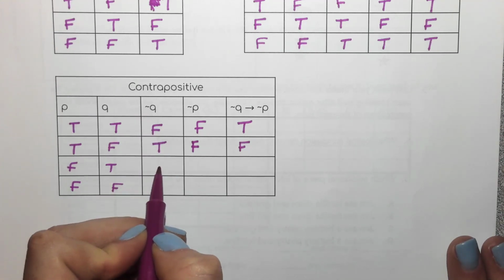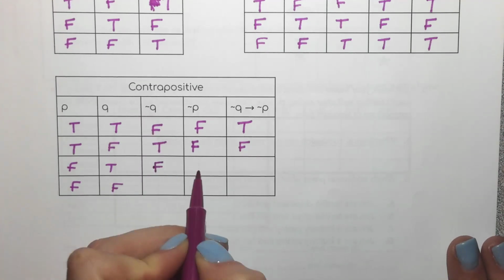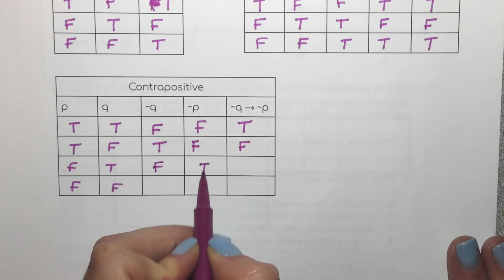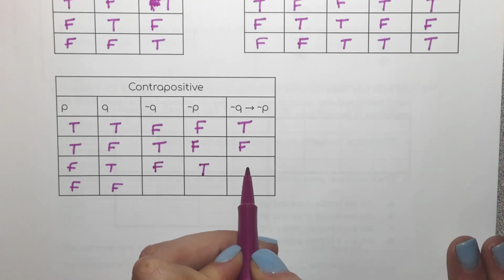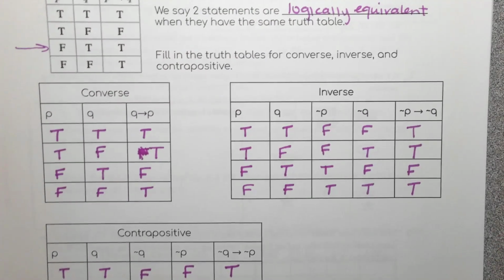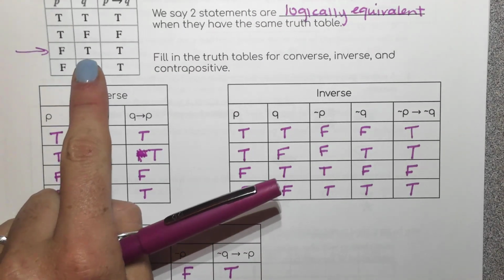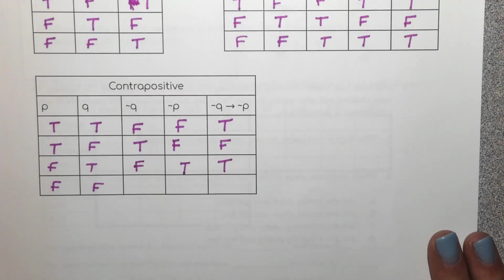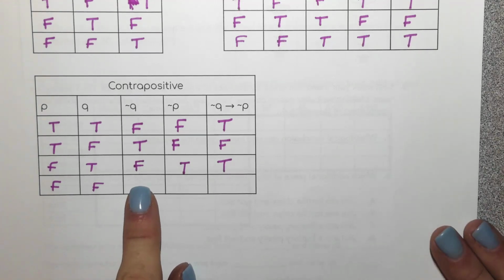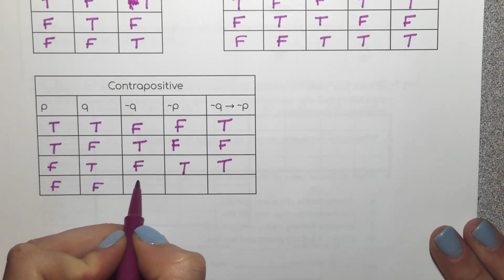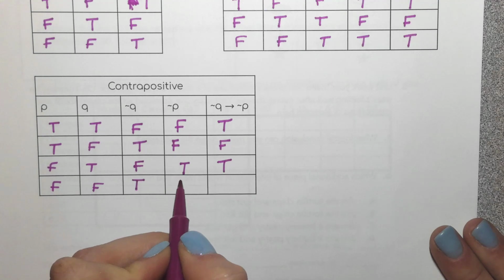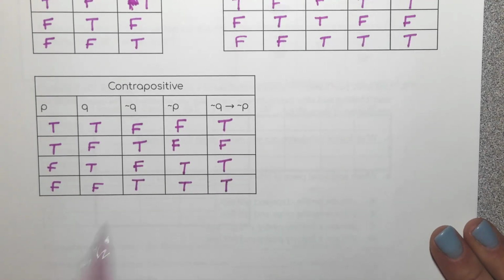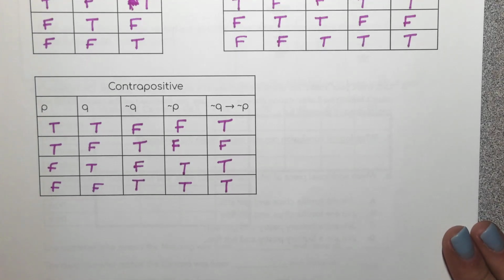This one, not Q, would be false. Not P would be true. So the answer would be true. So if we have a false assumption, but we get a true conclusion, our answer should be true. All right, not Q is what? True. Not P is true. So if T, then T, true. So we get T.